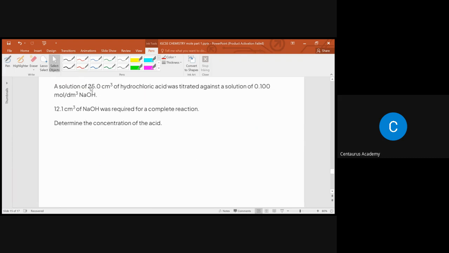Now you have a solution of 25 centimeter cube of hydrochloric acid, which is titrated against a solution of 0.1 moles per decimeter cube of sodium hydroxide. 12.1 centimeter cube of sodium hydroxide was required for a complete reaction to take place. Determine the concentration of the acid. Now, I will give you some time to solve this, okay? Review this question and then let me know the final answer. Write your answers in the chat box. For this one, you will have to write down a chemically balanced equation and then continue forward.